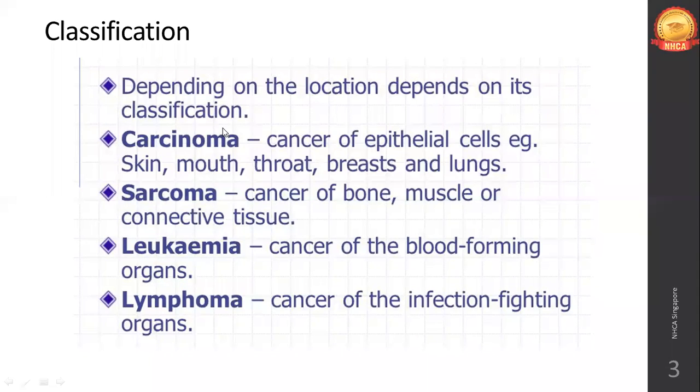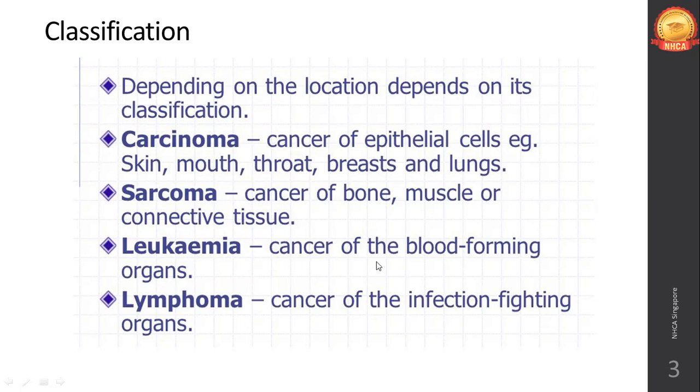So carcinoma is cancer of your epithelial cells, that is the cells present on the surface of your skin, your mouth, throat, breast, lungs. That's carcinoma. Sarcoma is the cancer of the bone, muscle, and connective tissue. Any connective tissue will be under sarcoma.